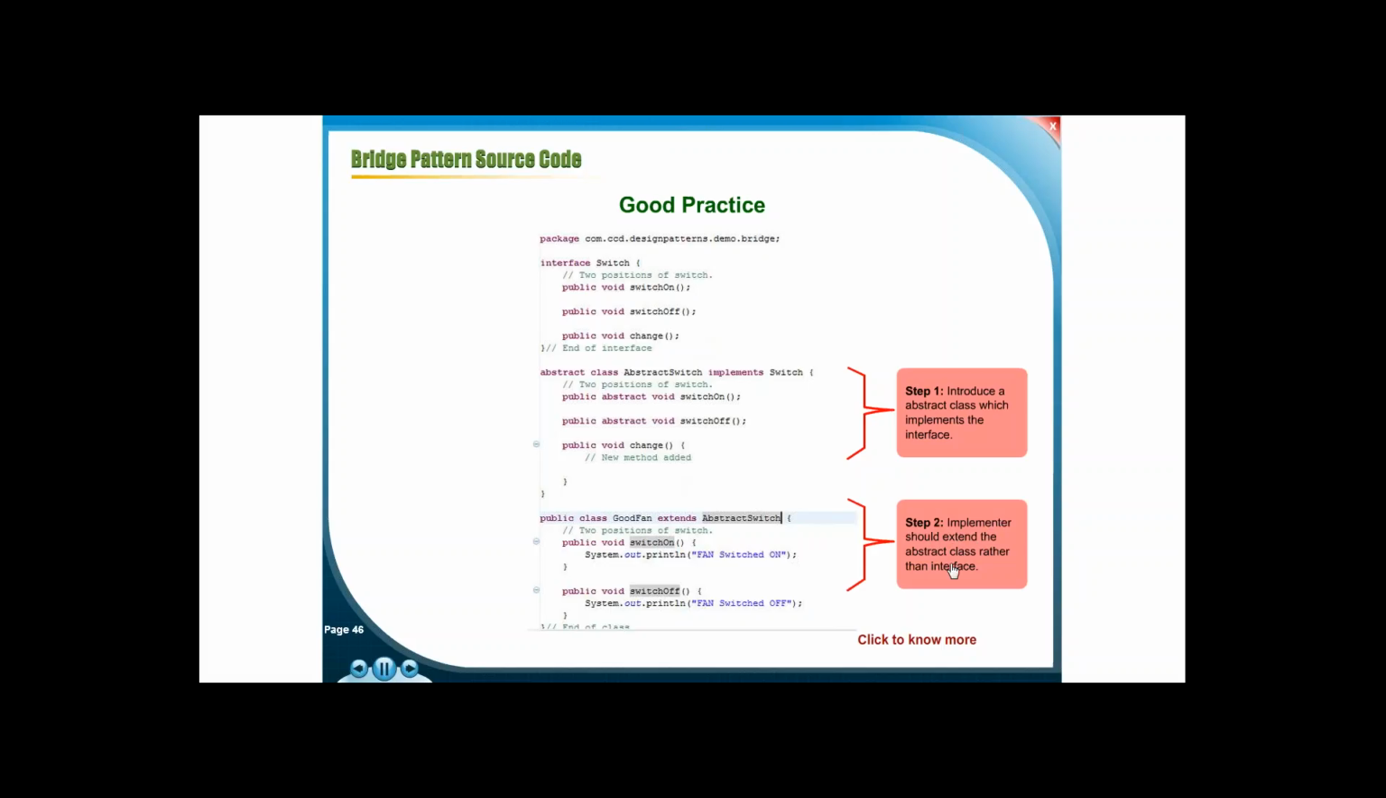So step 2: the implementer should extend the abstract class rather than the interface directly. That's why the new method change is added without impacting the implementer, GoodFan, right? That's what the bridge pattern is. This is a good design practice.